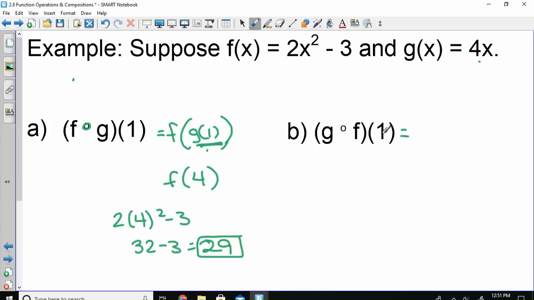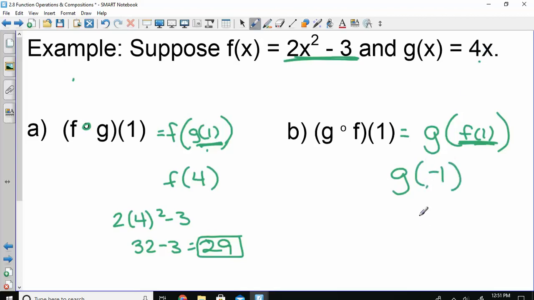So B, will I get the same answer if I flip the order? Not usually. This means g of f of 1. Start on the inside, f of 1. So if I go to f and I plug a 1 in for my x, we get 2 minus 3 is negative 1. Then you go to g, and you plug in a negative 1, and we get negative 4.